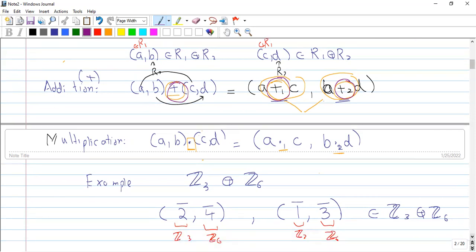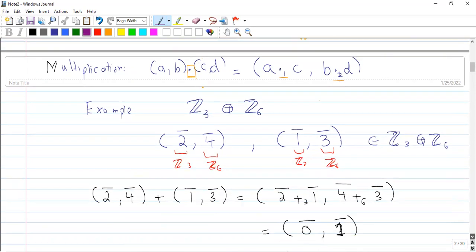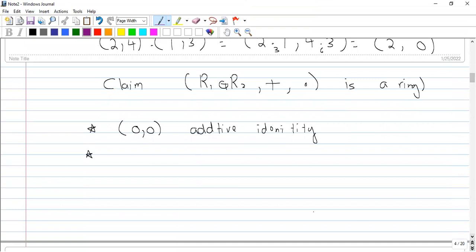So actually, class, one can see easily that both of these are associative operations, and this addition is a commutative operation.